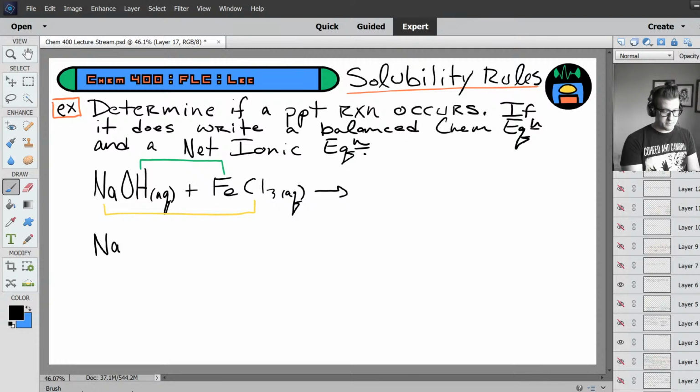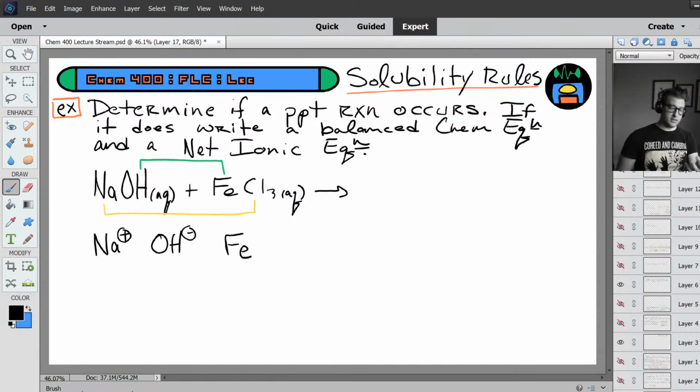We have sodium as a +1. Hydroxide is a -1. Iron, we don't know. It's a transition metal, right? It could be anything. Anything could be the charge. But it's paired with chloride. We know one chloride is -1. So if iron is paired with 3 -1s, it itself must have a charge of +3. All right?